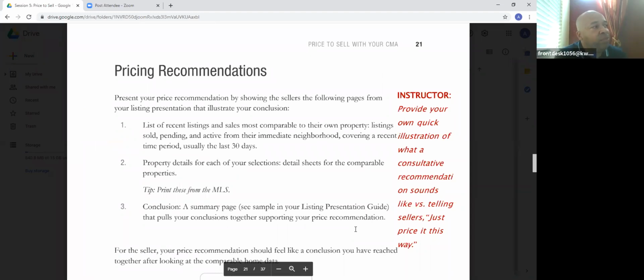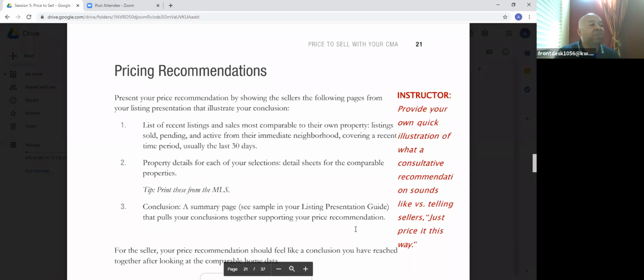Like you just spoke about pricing recommendations, present your price recommendation by showing the sellers the following pages from your listing presentation that illustrate your conclusion: the list of recent listings and sales, property details of your selection, and then a conclusion. You pull up all the sold, pending, and active from the immediate neighborhood covering a recent time period, usually 30 days. Then you show the property details. If their property is 2,000 square feet, you want to show a property that's very similar, 2,000 square feet, three bedroom, same lot size.